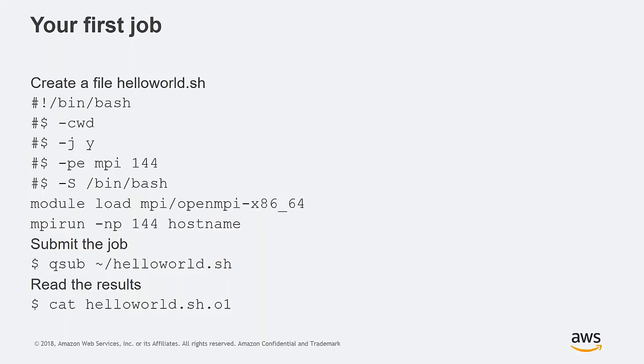I will use OpenMPI. This is installed automatically by Parallel Cluster. Obviously, if you want, you can install another MPI flavor. You can install Intel MPI or whatever you want. So I will ask for 144 cores, but this is obviously a number that you can configure. Then we will submit a job using once again the standard Sun Grid Engine command, that is qsub, and finally we will see the results in the output file.